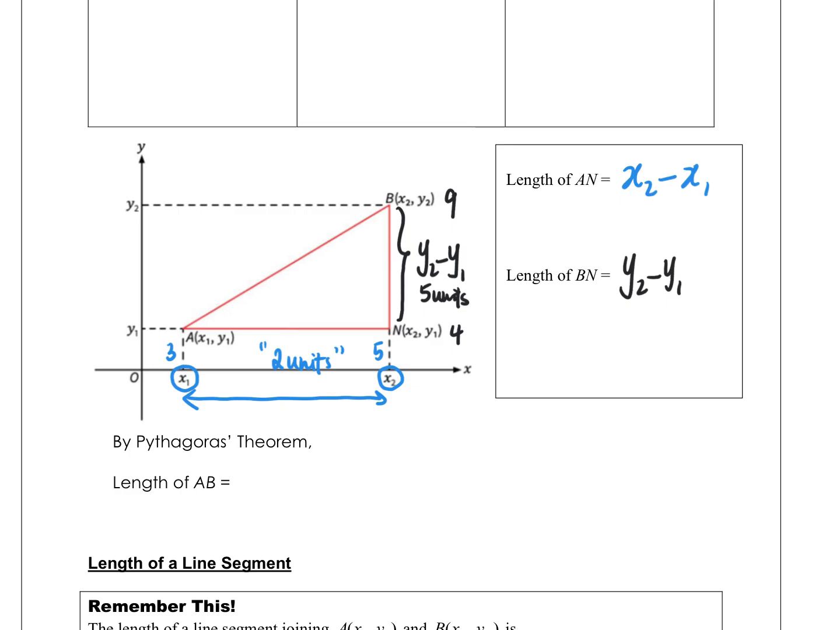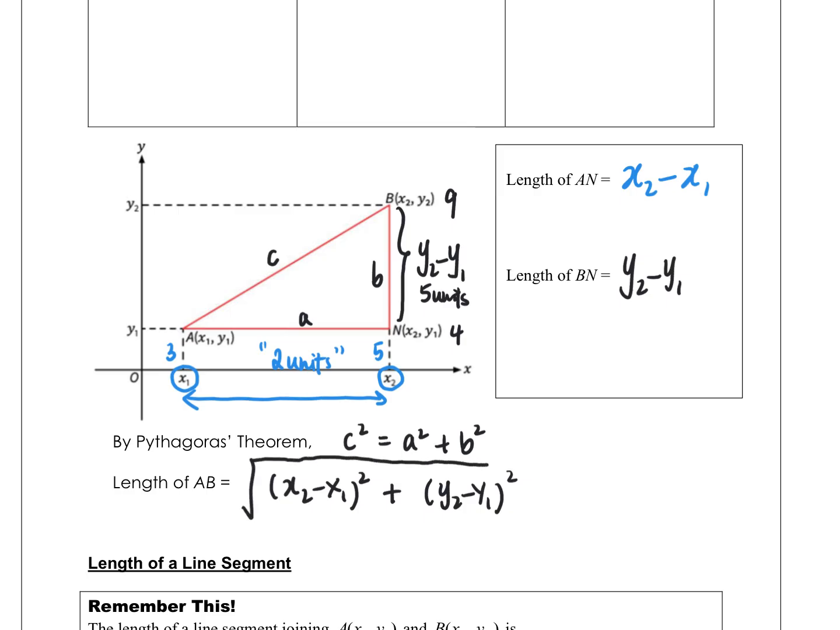So by Pythagoras theorem, if we want to find the c, Pythagoras theorem says c square is a square plus b square. So same thing, it would be x2 minus x1 square plus y2 minus y1 square. We add them up, and then we end up finding AB square. But I don't want AB square, right? So just take a square root. So this is the length formula that is supposed to be new, but actually it's Pythagoras theorem that you have learned before.